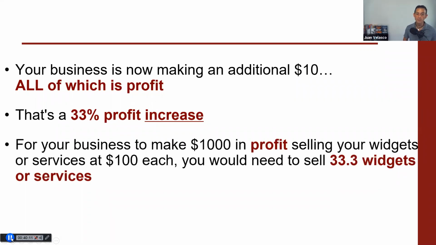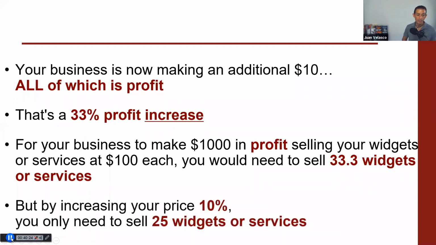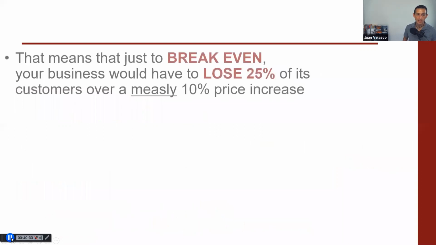So for your business to make $1,000 in profit selling your widgets or your services at $100 each, you will need to sell 33.3 widgets or services, just to make $1,000, for example. Now, by increasing your price by 10%, you only need to sell 25 of those widgets or services. What this tells us is that you can actually lose 25% of your customers just over a measly 10% increase. There's no way you're going to lose 25% of them, right?